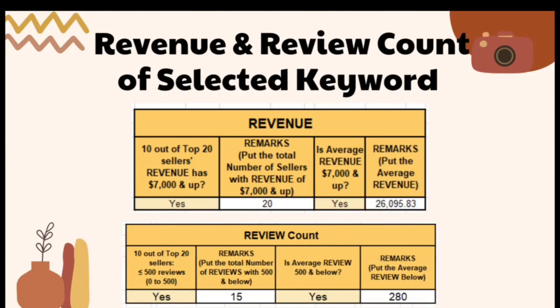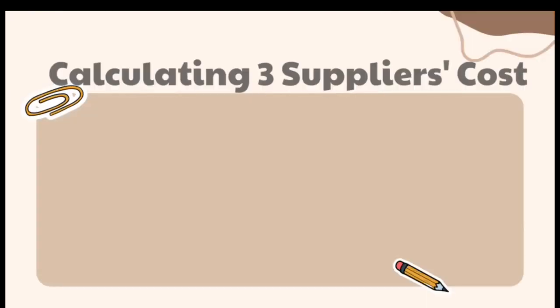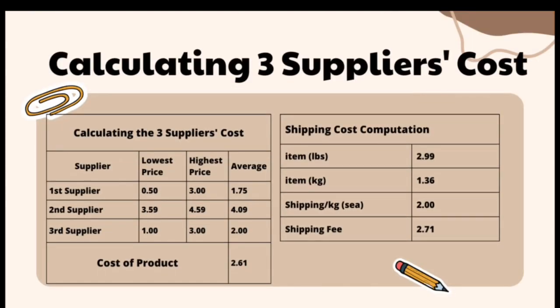Revenue and review count of selected keyword. For my revenue, I have 20 sellers with $7,000 and above revenue, and the average came out $26,095.83. And for my review count, I have 15 sellers with below 500 review count, and the average came out as 280.